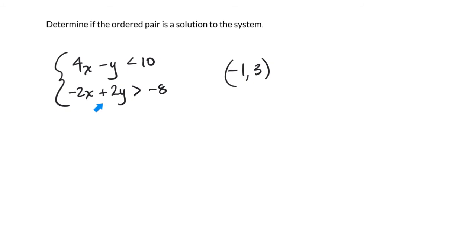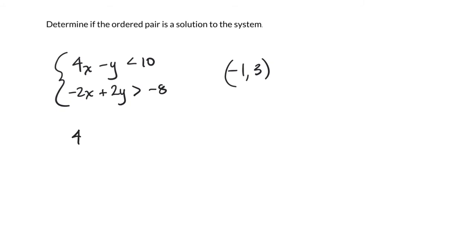We have a system of inequalities this time, not a system of equations, because we got our inequality symbols here. And so what we're going to do to check to see if this point is a solution to this system, we'll plug this point into both this inequality and this inequality. And if it's true for both of them, then it is a solution to the system. If it's true for neither, or if it's true for only one, then it's not a solution. It has to be true for both if it's going to be a solution to our system. So just plug it in.